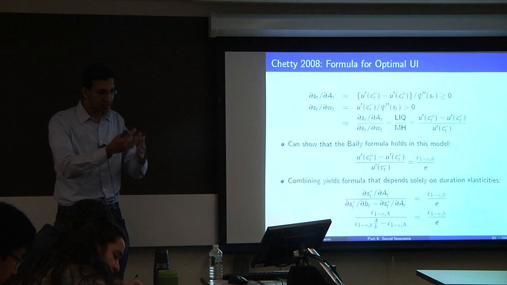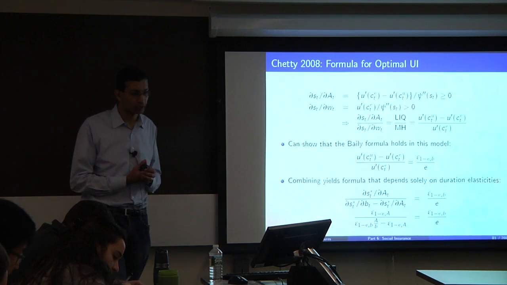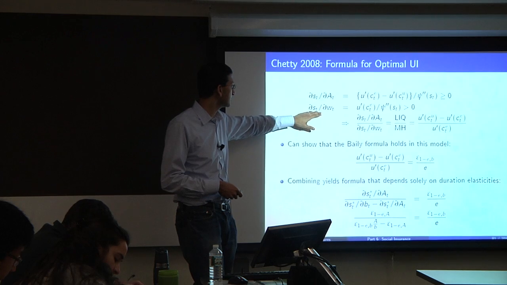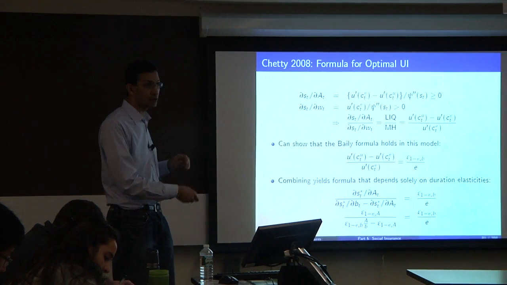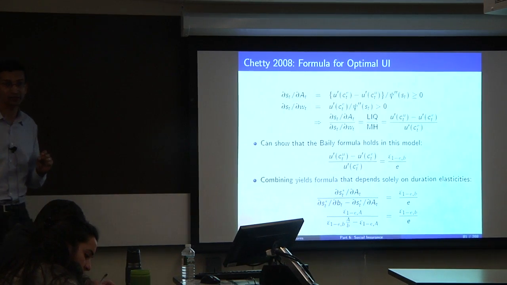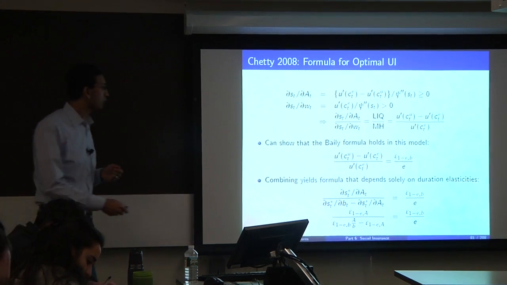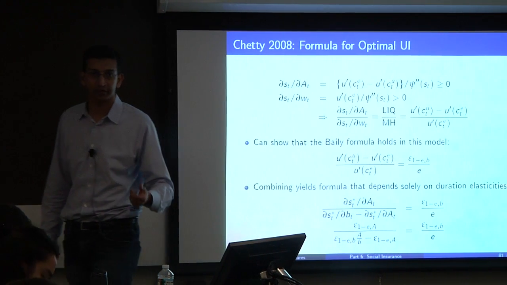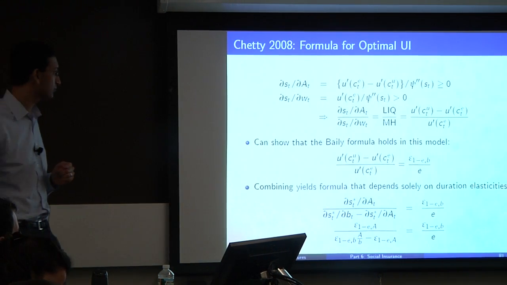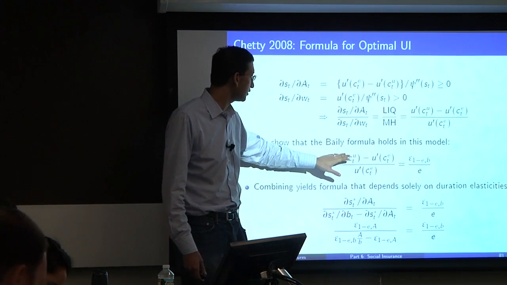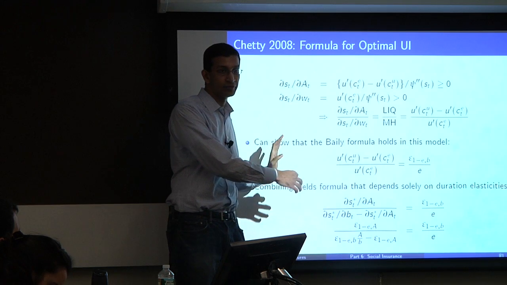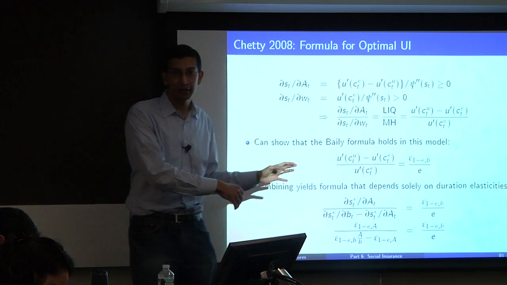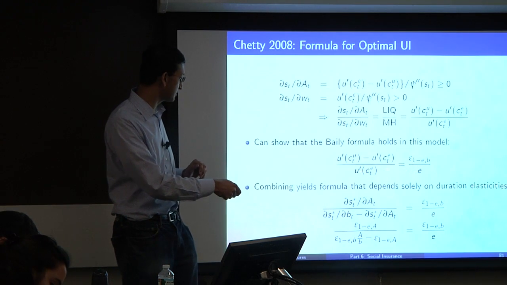Okay, so let's now see how we can formalize that idea and get a formula for optimal UI. So this is the liquidity effect. This is the price effect. We take the ratio of the two, which is the ratio of liquidity to moral hazard effects, or income to price effects. And we end up getting this expression here, which is that familiar gap in marginal utilities that we saw in the previous analysis. I'm not going to rederive this in this context, but you can basically show that the Bailey formula for optimal benefits again holds in this model. So the optimal level of benefits is going to be characterized by this condition.